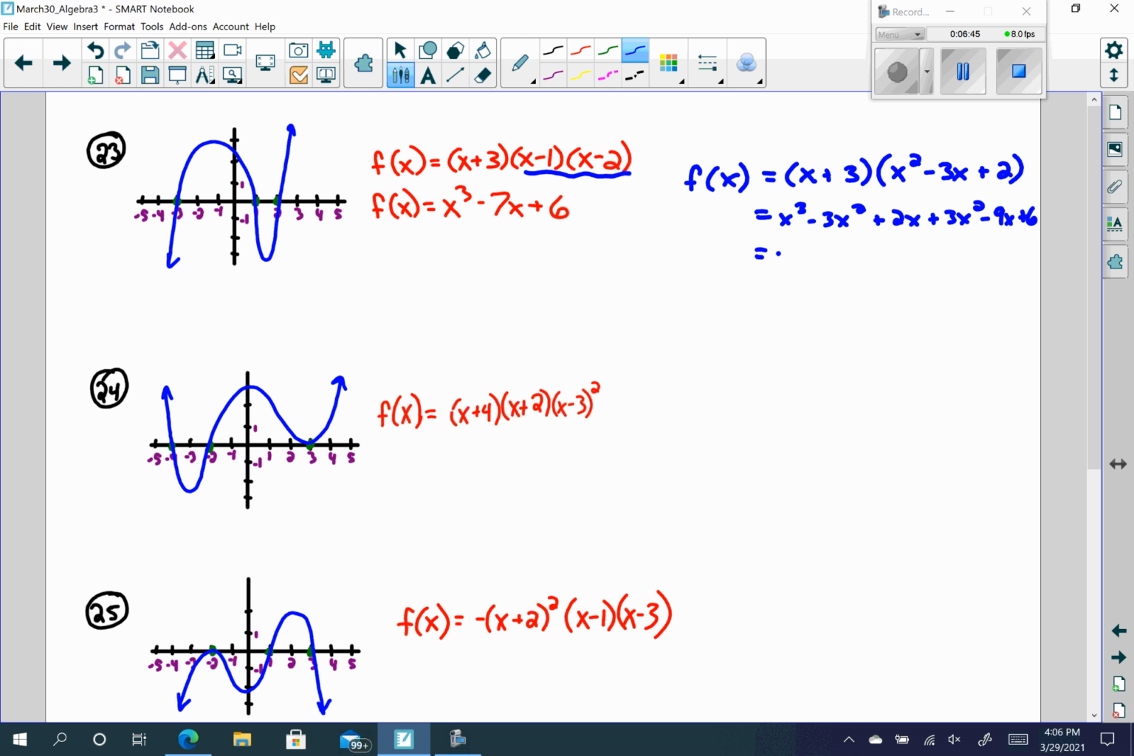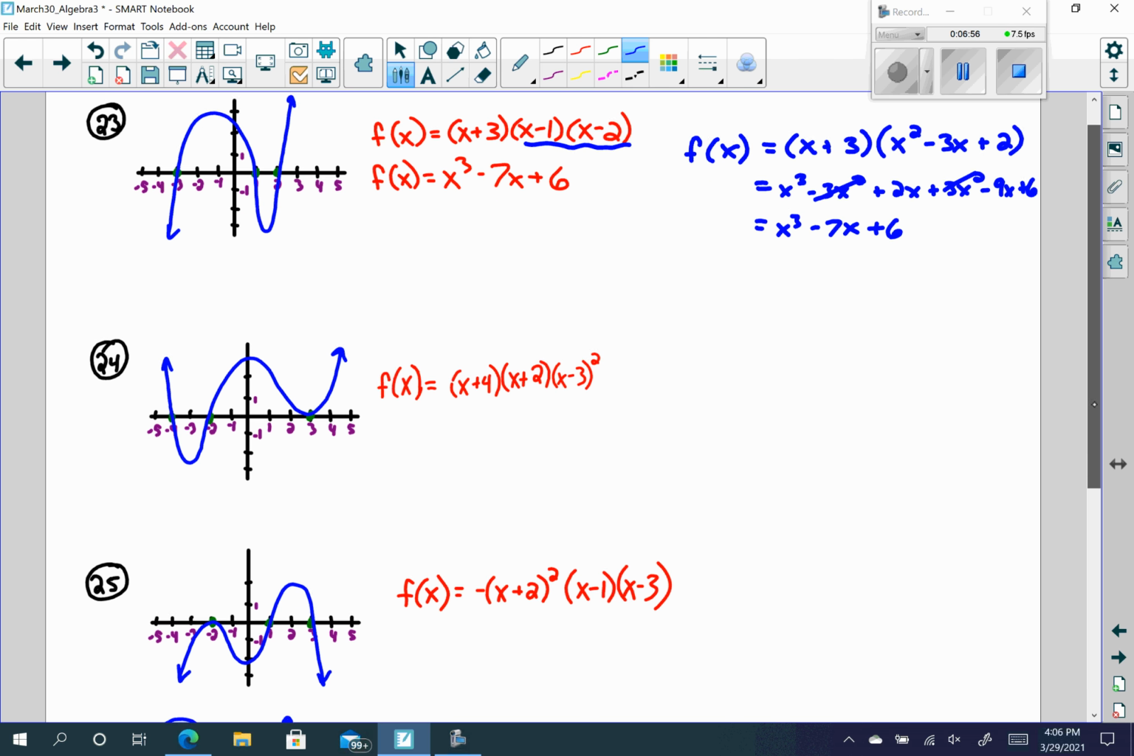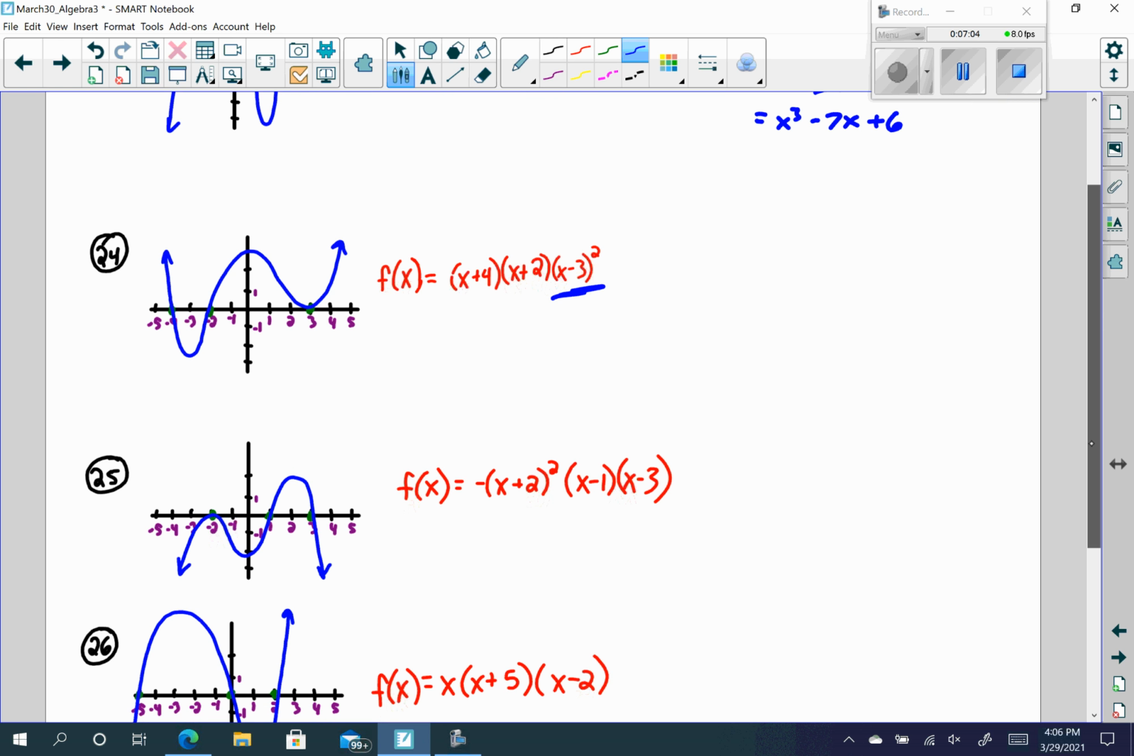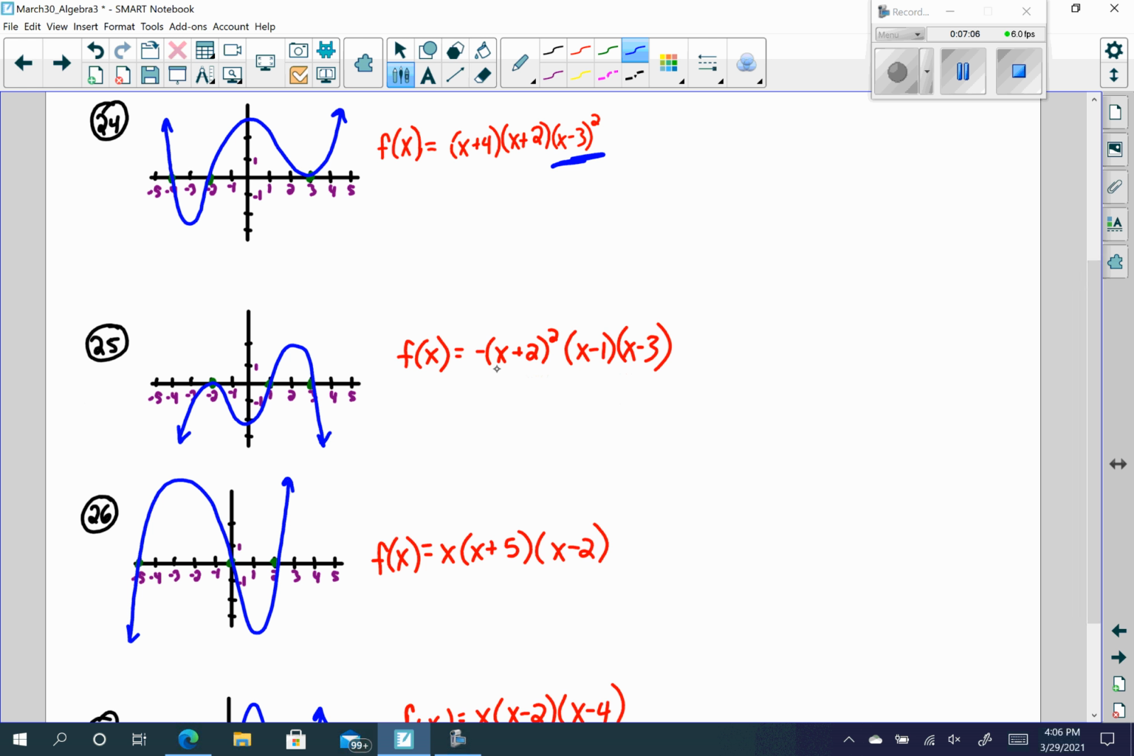So combining like terms, we end up with an x cubed. My 3x squares cancel out. 2x minus 9x is minus 7x plus 6. 24, you did not have to write that out in expanded form. We do have a double 0 at 3, so we write it as x minus 3 squared. Likewise, in 25, we have a double 0 at -2, so we would write it as x plus 2 squared.